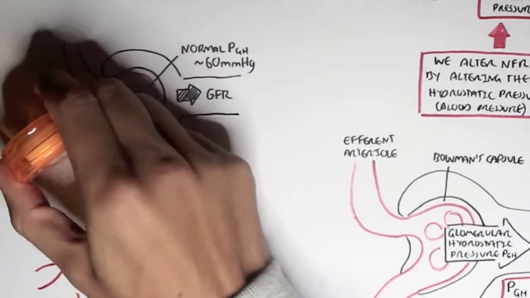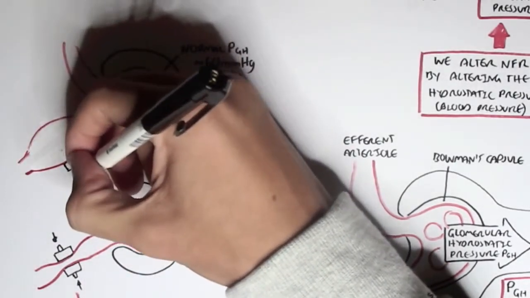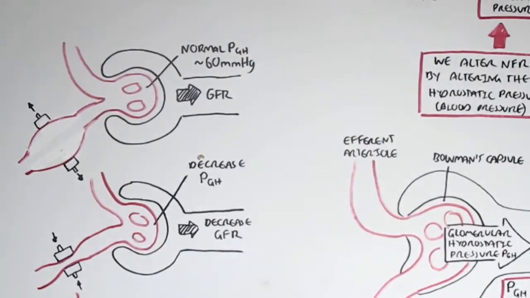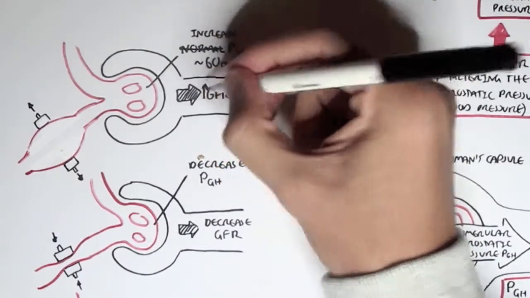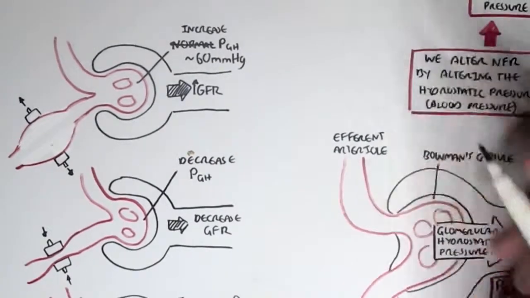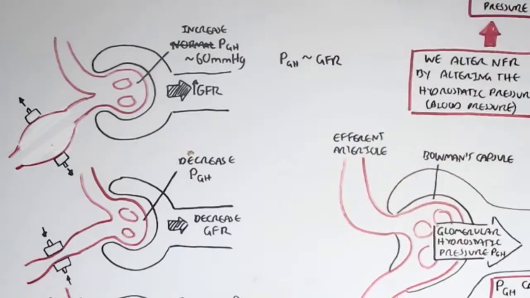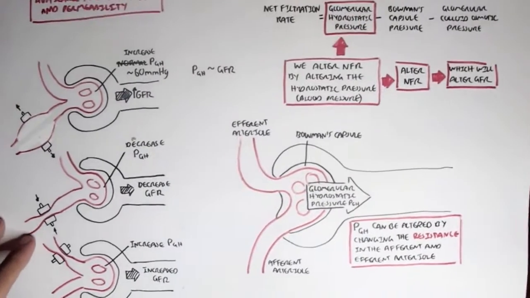So now, let me ask, what would happen if instead of having an increased resistance on the afferent arteriole, we have a decreased resistance in the afferent arteriole? So the afferent arteriole coming into the Bowman's capsule is dilated. What would this mean? Well, this would mean that more blood would be able to rush inside, and therefore this would increase the glomerular hydrostatic pressure, and therefore the glomerular filtration rate. And from all these diagrams, we can see that whatever happens to the glomerular hydrostatic pressure will be the same for the glomerular filtration rate. So if the hydrostatic pressure increases, the GFR also increases. If the hydrostatic pressure decreases, the GFR also decreases.